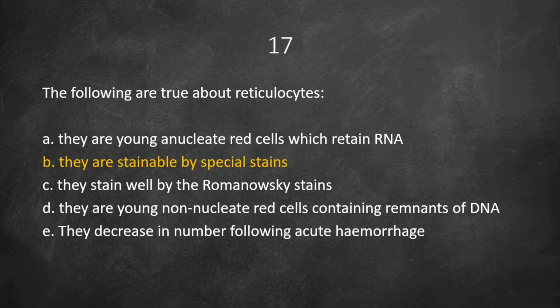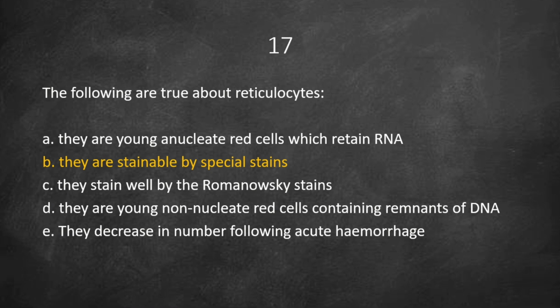They still retain their residual RNA, but they do not contain a nucleus. Okay, then if you look at option B, they are stainable by special stains. That is very true. Reticulocytes can be identified by using special stains such as methylene blue or a supravital stain that highlight the residual RNA.